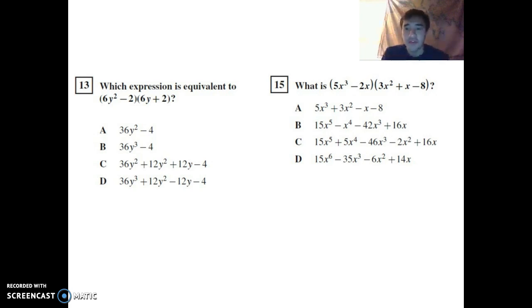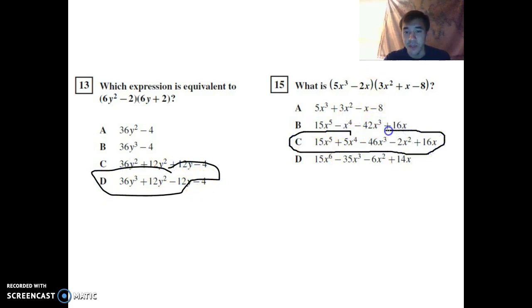Cool. Hopefully you've shown your work. Please make sure to turn that into me with your name on it and all work shown. The correct answer for 13 was answer D, and the correct answer for number 15 was answer C. If you have questions about these, please follow up with me after class.